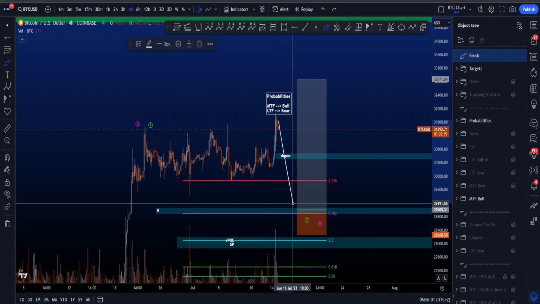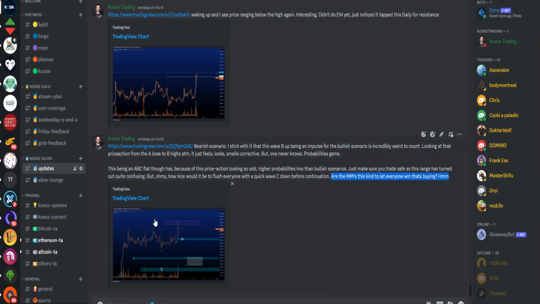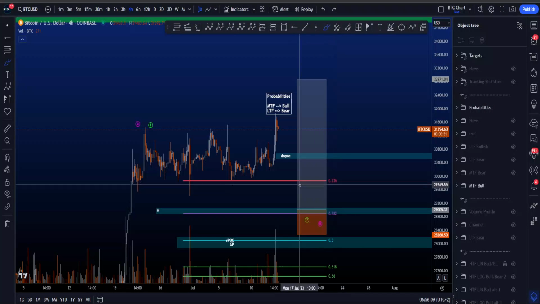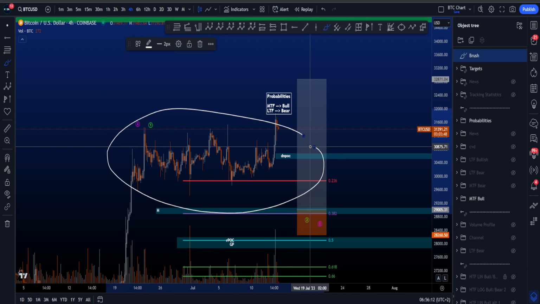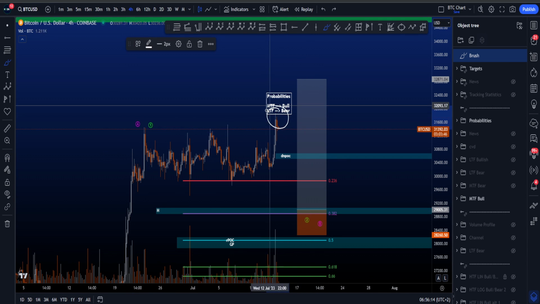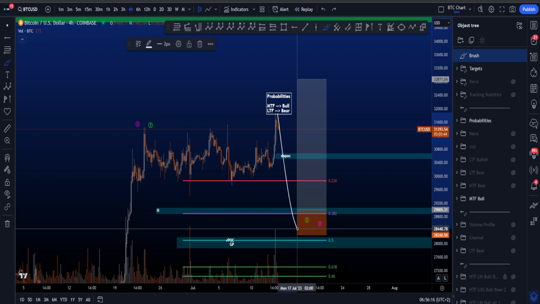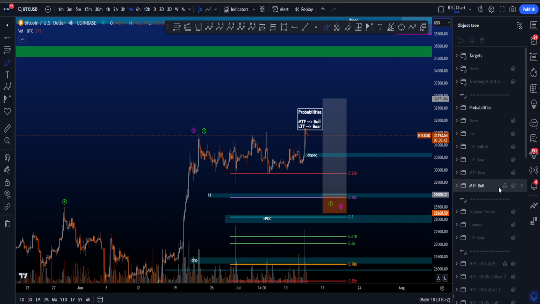Like having a big flush to the downside could be so attractive, but here, oh my, how nice would it be to flush everyone with a quick wave C down before continuation? Because people have, of course, been buying over here, buying especially up here. And I think a quick flush would be very interesting in this bullish scenario.